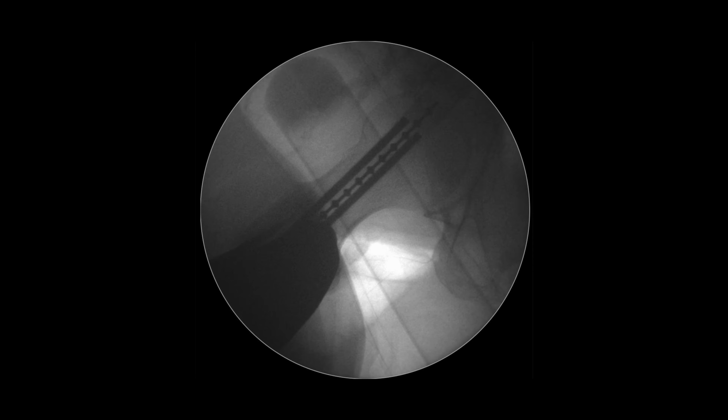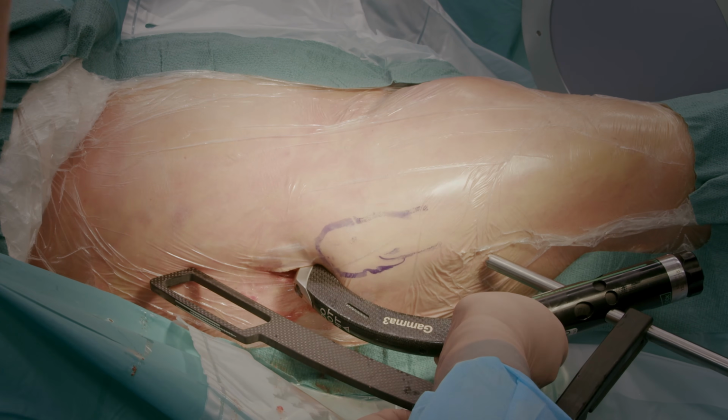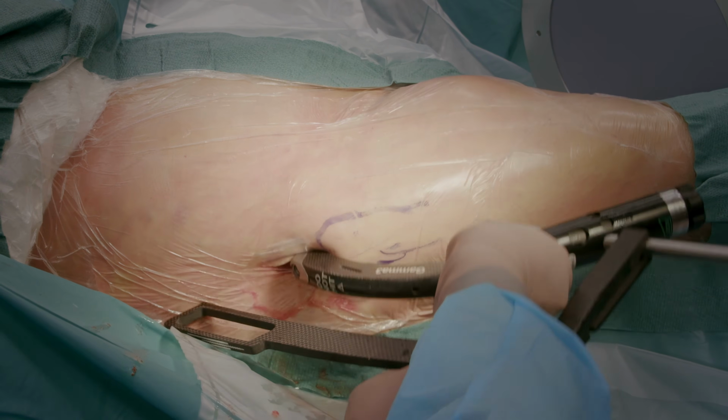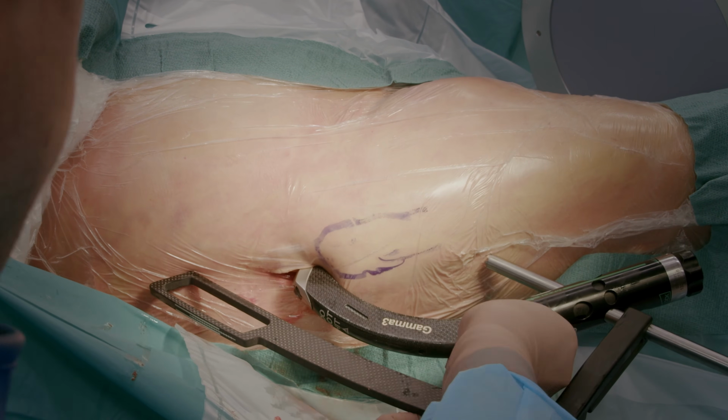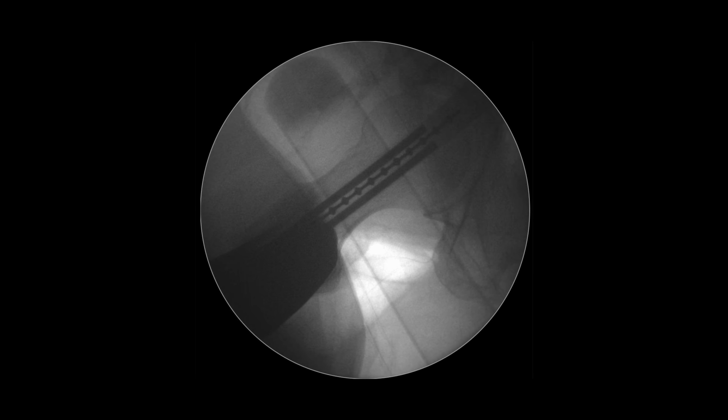You can now see from the image that the nail needs to be rotated slightly inwards. In the image, the anterior side is here at the upper left and the posterior side at lower right. Accordingly, you can see that the nail should be rotated a little inwards. We now have a good lateral view showing that the nail is directed right towards the middle of the femoral head in the lateral view as well.